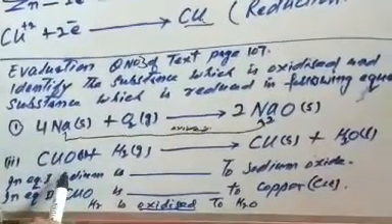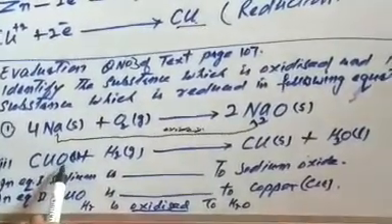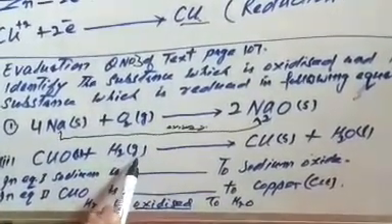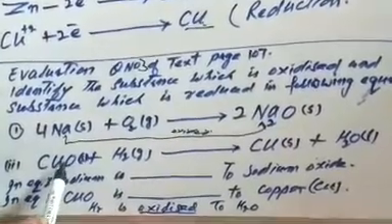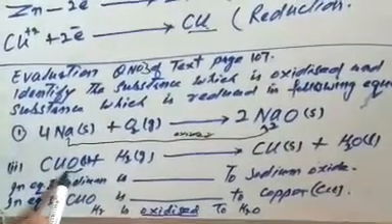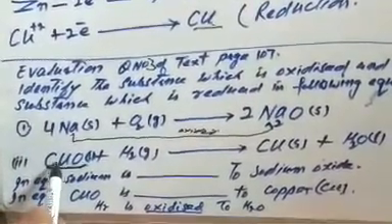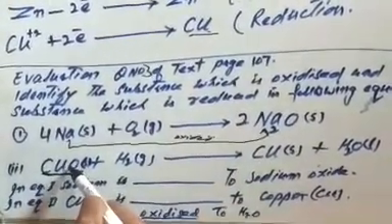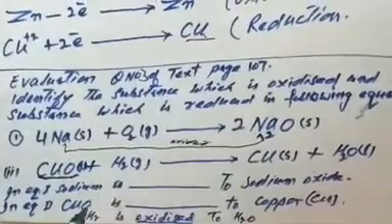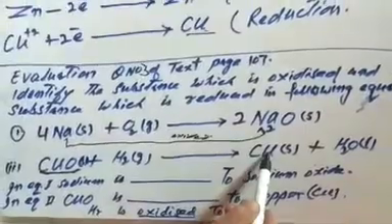Now let's take the second chemical equation. CuO in the solid form, copper oxide, plus hydrogen in the gaseous form gives copper in the solid form and water in the liquid form. Now we have to identify in this equation what has happened to copper oxide. In copper oxide, there is oxygen combined with the copper. Copper oxide has changed to copper, so it has lost oxygen, and loss of oxygen is called reduction. So CuO is reduced to copper.